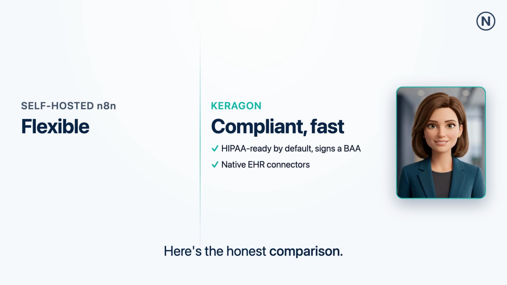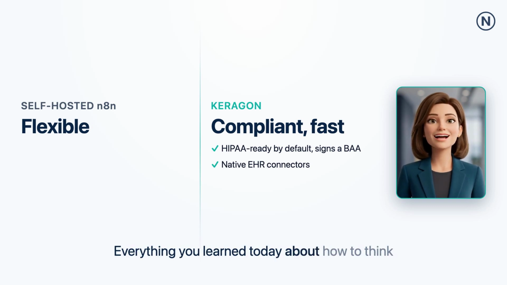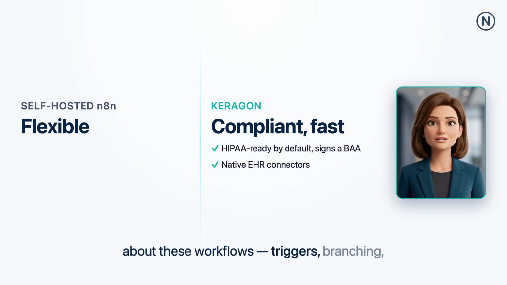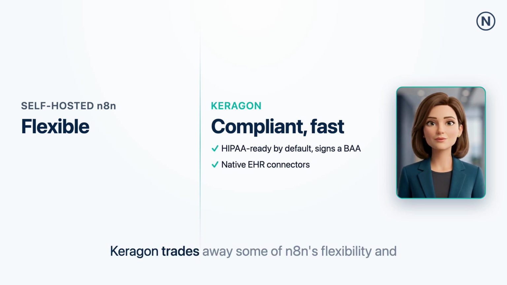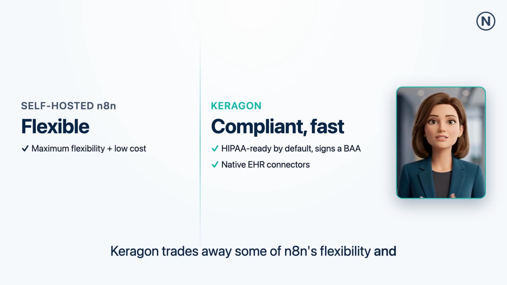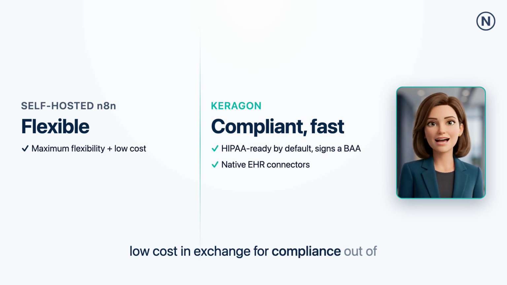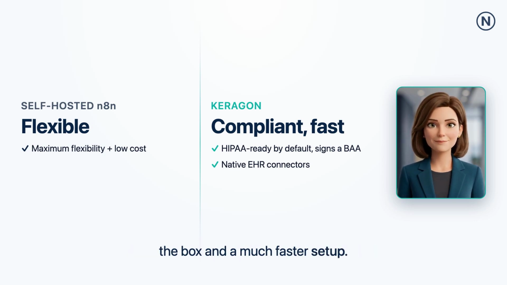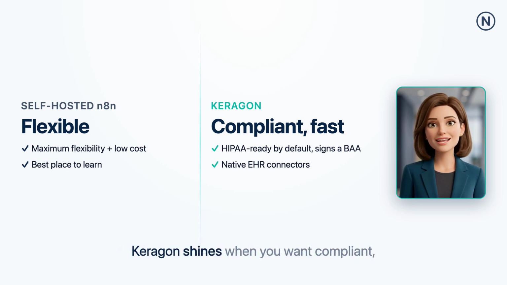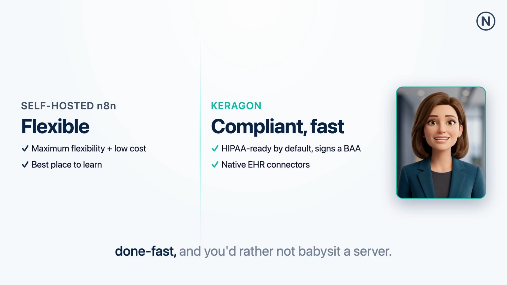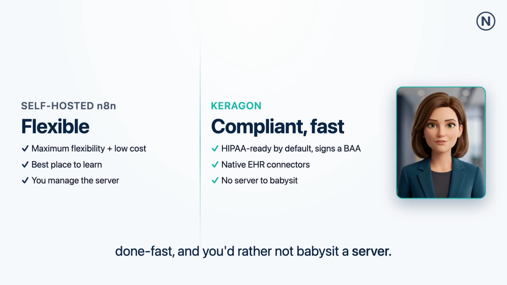Here's the honest comparison. Everything you learned today about how to think about these workflows, triggers, branching, loops, stopping when someone books, carries straight over. Keragon trades away some of n8n's flexibility and low cost in exchange for compliance out of the box and a much faster setup. n8n is still the better place to learn, to stay flexible, and to handle anything without patient data. Keragon shines when you want compliant, done fast, and you'd rather not babysit a server.